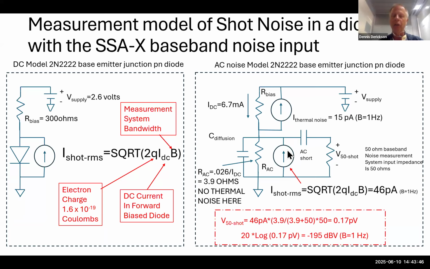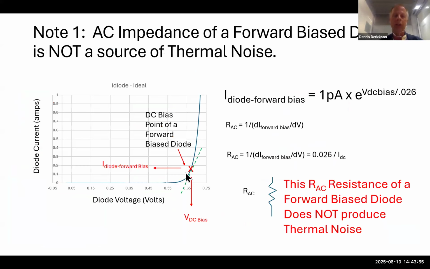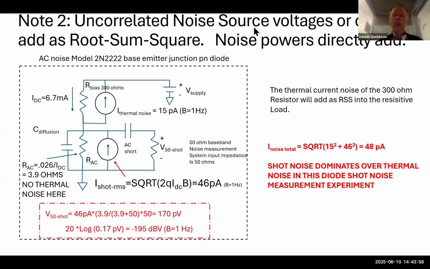The noise sources themselves are uncorrelated. They have statistically no connection between each other. So they're going to add as root sum square, which I illustrate right here. All uncorrelated noise sources, voltage or currents, add as root sum square, and noise powers add directly. In this case, I have 15 picoamps of thermal noise from that resistor, and I have 46 picoamps of shot noise from the forward bias diode. If I do a root sum square calculation, the total effective noise of these two current sources adding together is the square root of 15 squared plus 46 squared, which is 48 picoamps.